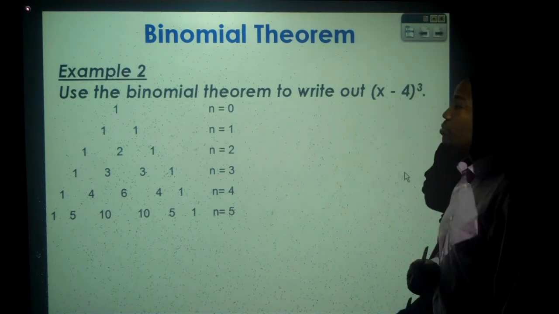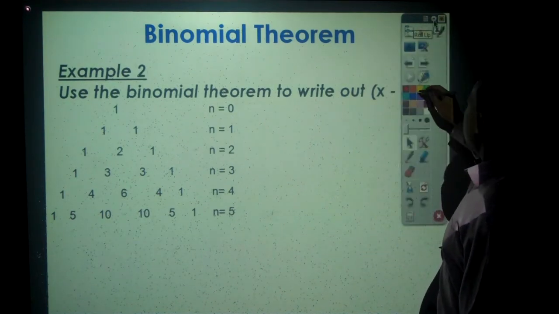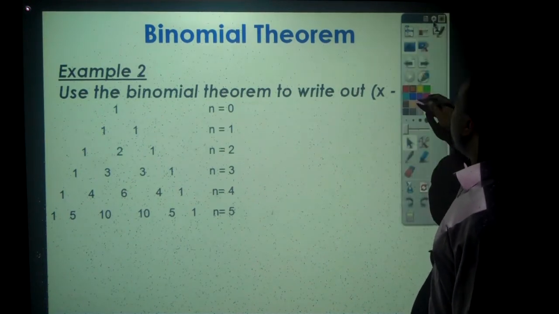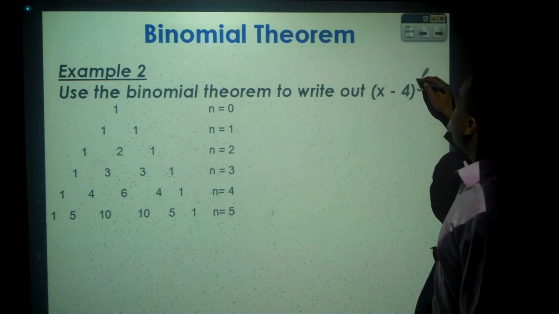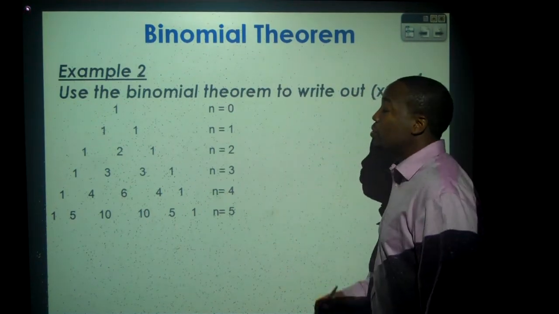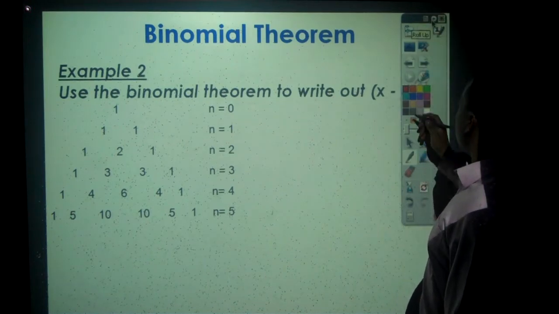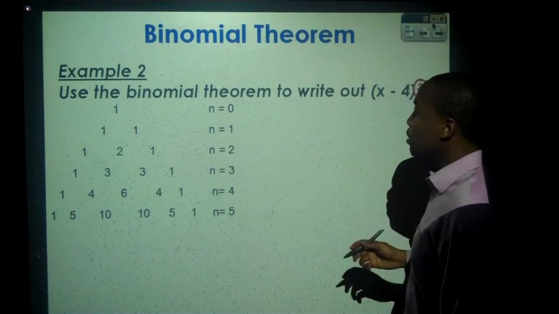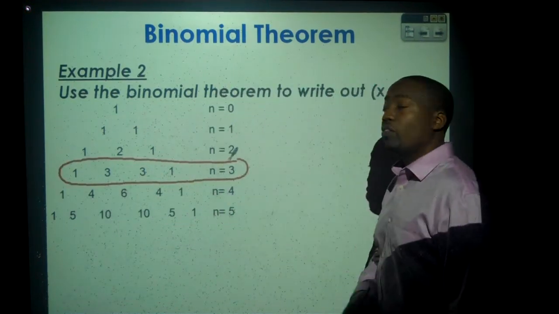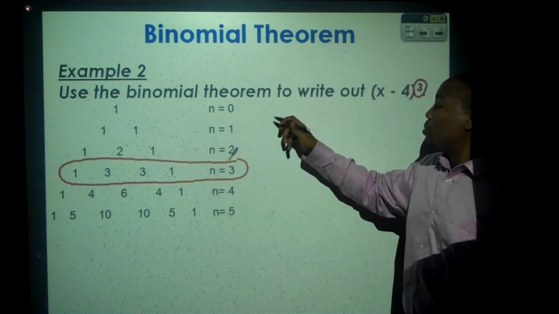Example 2. Now we've got to figure out the x one that corresponds with the Pascal triangle. Which x one corresponds with the Pascal triangle in this situation? We have a 3 here, so it's going to be this 3 right here, right? So we're going to take this out.